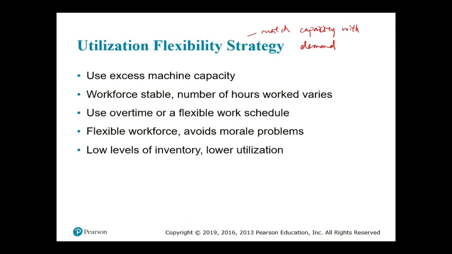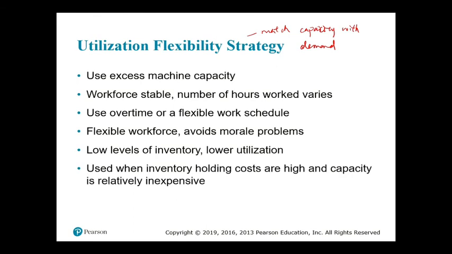And because it still attempts to match capacity with demand exactly, we still expect to see a low level of inventory. But on the downside, we require excess capacity, so utilization can be quite low. And therefore, the utilization flexibility strategy is most useful when inventory cost is very high, but we cannot use the chase strategy because either capacity is expensive or changing capacity is very expensive.